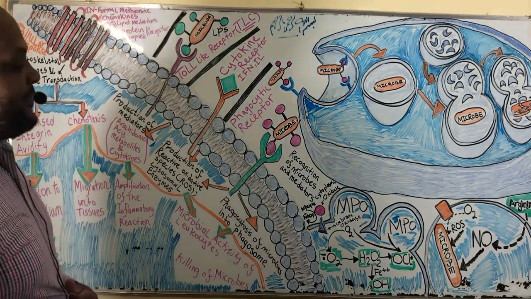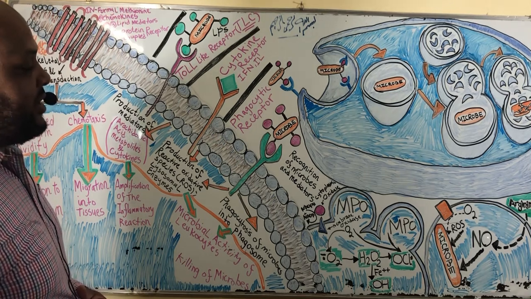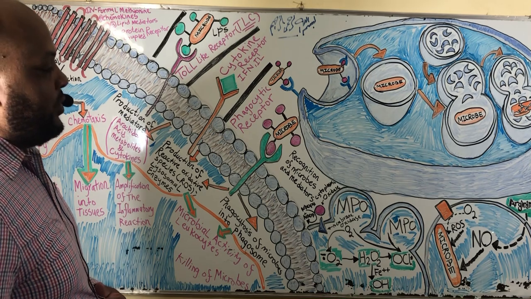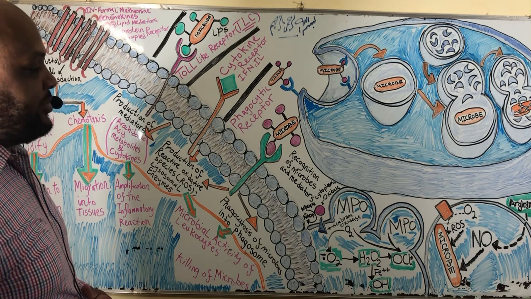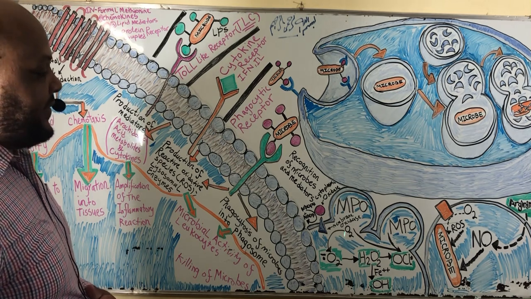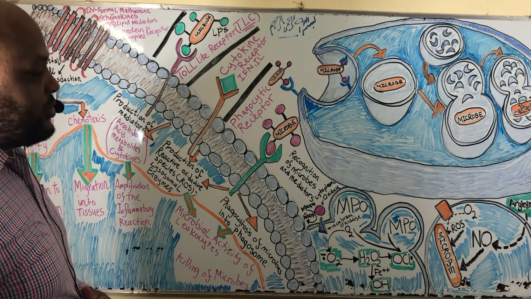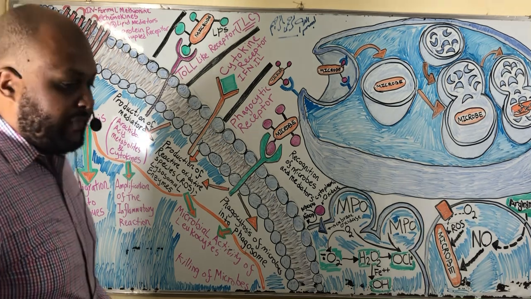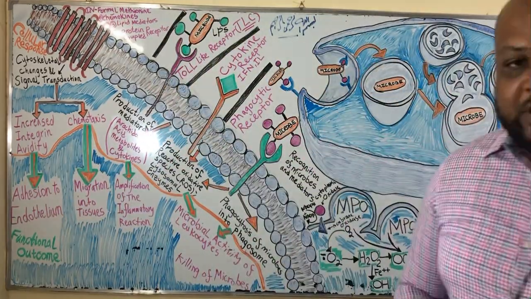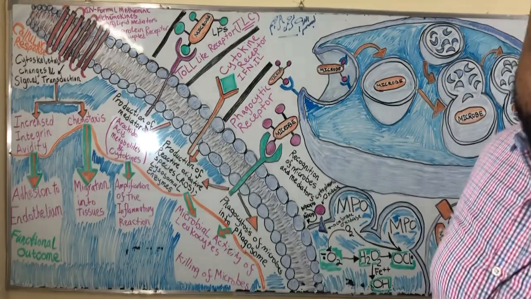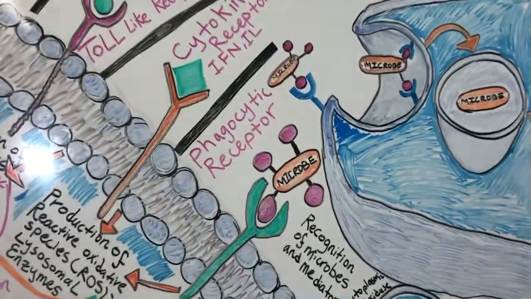Another type of reactive species is nitric oxide, where arginine gives us nitric oxide, and we will have nitric oxide peroxidase. Just like the reactive oxidative species, the nitric oxide species will also damage our microbes. So our discussion for today is fairly simple.